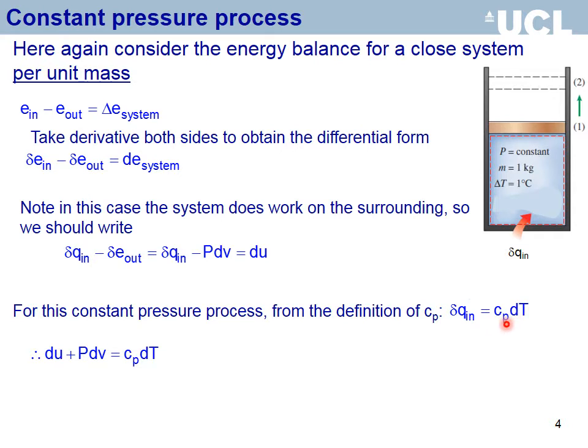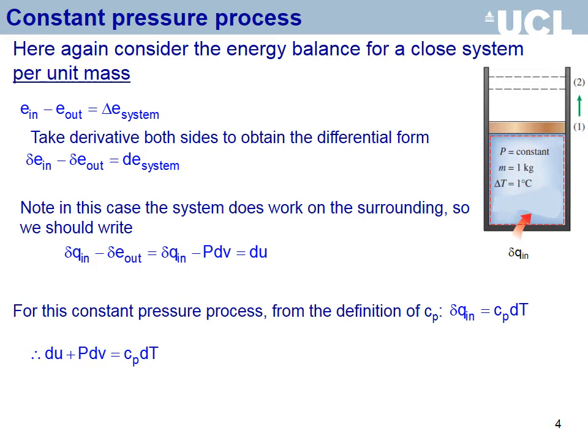as Cp dT. Okay, so the only thing remaining to do is to substitute del q in equals Cp dT, which is here. And I can take PdV to the other side, so this side will become du plus PdV, and that's what I've written here, du plus PdV, because I moved PdV to the other side. So du plus PdV is equal to Cp dT, because that's what del q in is by this expression here.